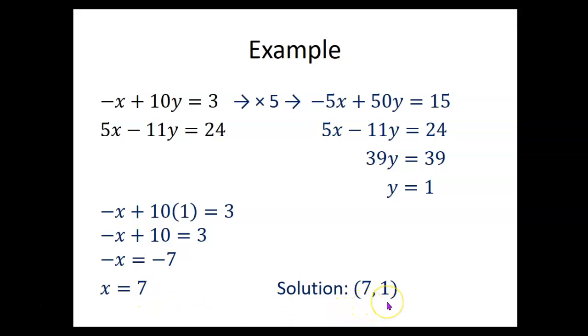7 for x, 1 for y. And that does work in both equations. -7 plus 10 times 1 equals 3, and 5 times 7, which would be 35, minus 11 times 1, 35 minus 11 does equal 24.